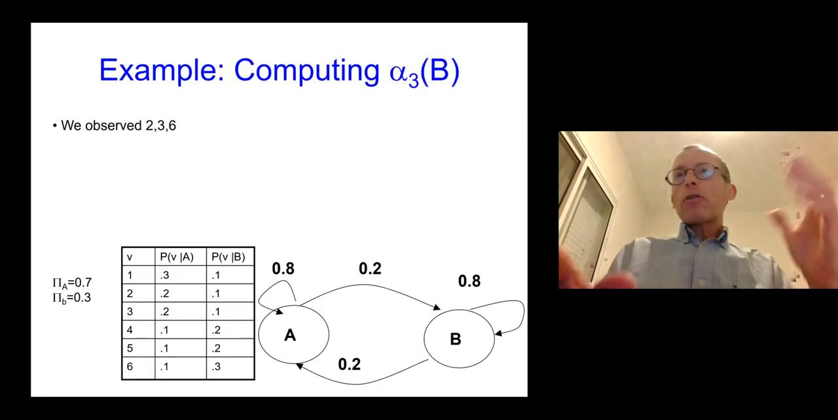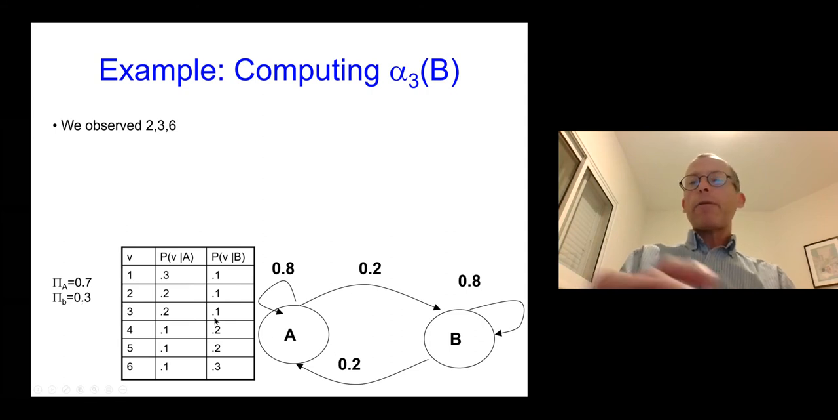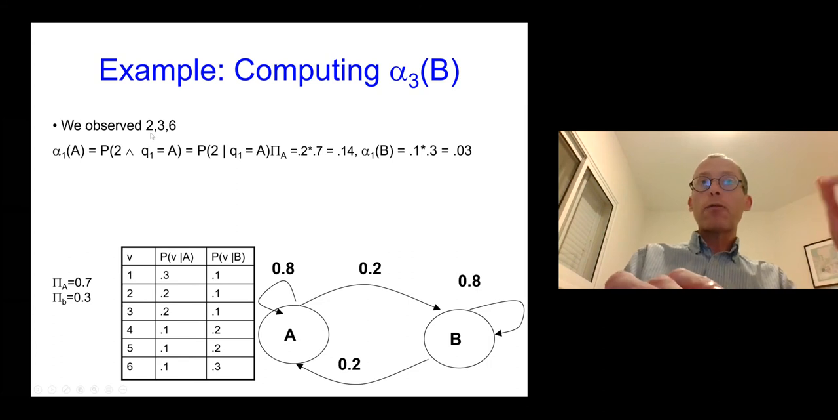So again, just as an example, how do we compute this alpha value? Let's say this is the model we have, and we have the probability of starting in state A, 0.7, and starting in state B, 0.3. These are the transition probability and the emission probability. Alpha 1 of A is just by definition, right? We observe 2, 3, and 6. So the first value observed is 2.